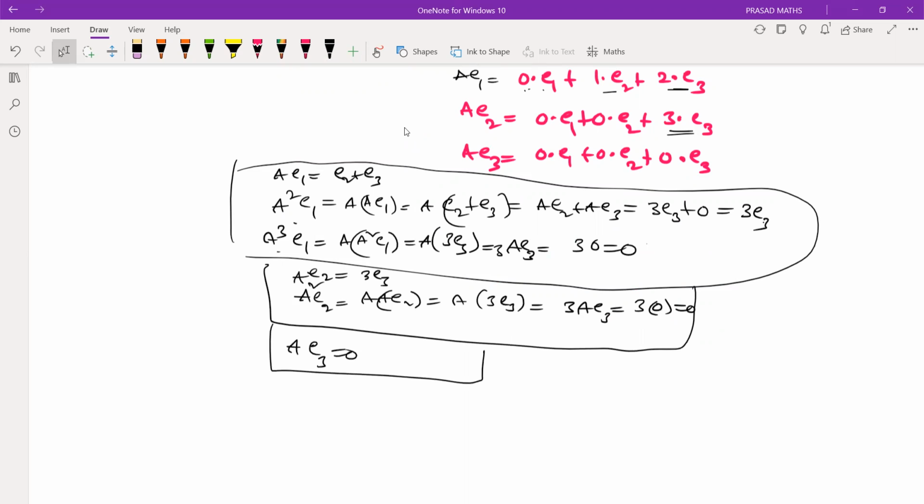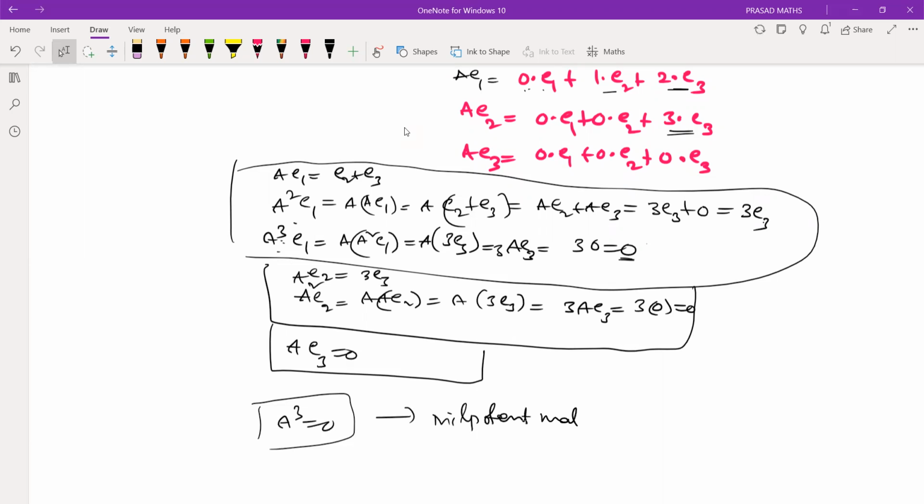Therefore, now what is the index for which A e3 is 0? A e1, A e2, A e3 are 0. What is the least index? You know, index is 3, right? So therefore, A cube is 0. For the matrix of the linear transformation A, once you compute A cube, this is nothing but 0. What power of the matrix is 0? The power is actually 3. Therefore, A cube is 0. Therefore, A is a nilpotent matrix.